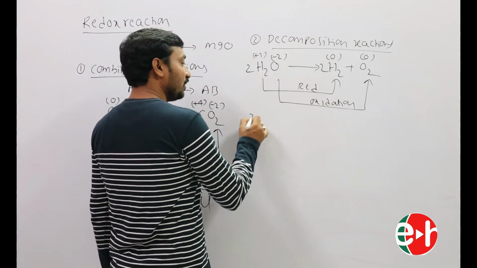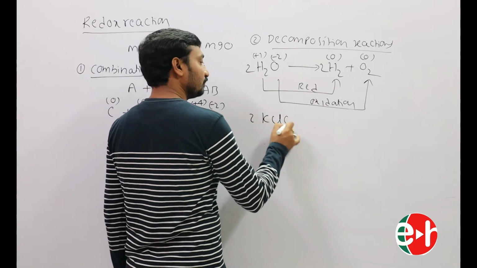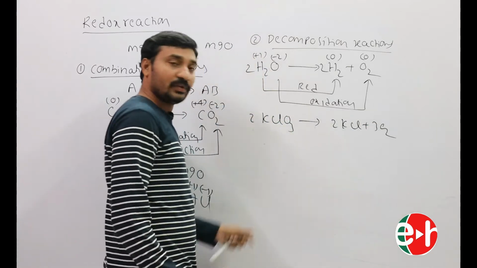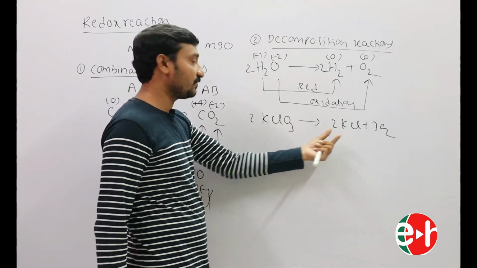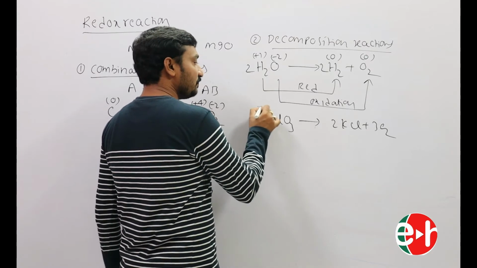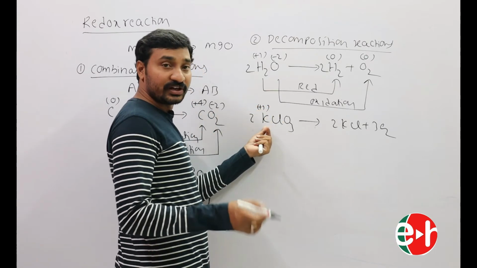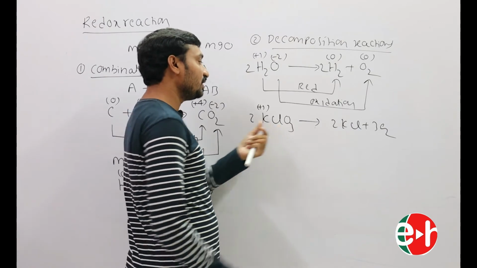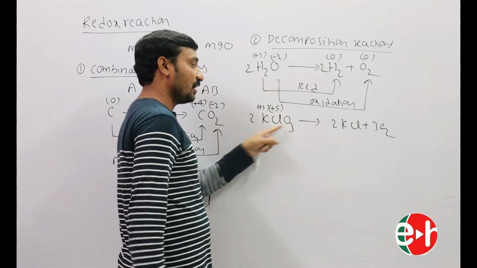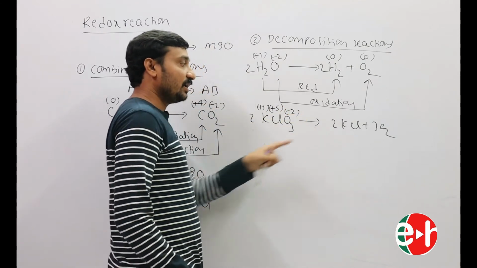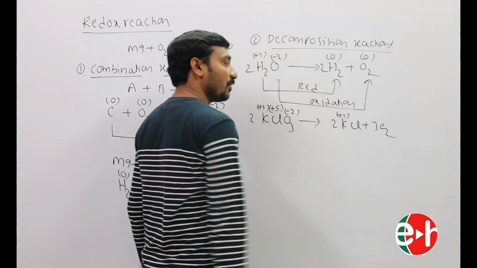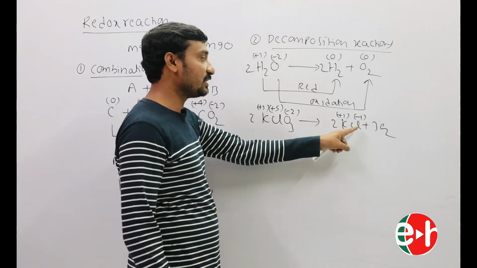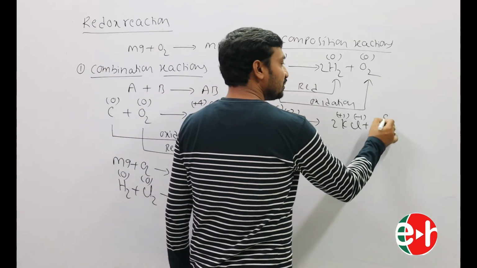One more example. 2KClO3 gives rise to 2KCl plus 3O2. This is also an example of a decomposition reaction. Here, potassium's oxidation state is plus 1 because it is a 1A group element. 1A group elements have oxidation state plus 1 in their compounds. In KClO3, chlorine's oxidation state is plus 5. Oxygen's oxidation state is minus 2. In this, potassium does not change, its oxidation number stays plus 1. Chlorine's oxidation state in KCl is minus 1. Why? Because K+ and Cl-. In O2, the oxygen oxidation state is 0.